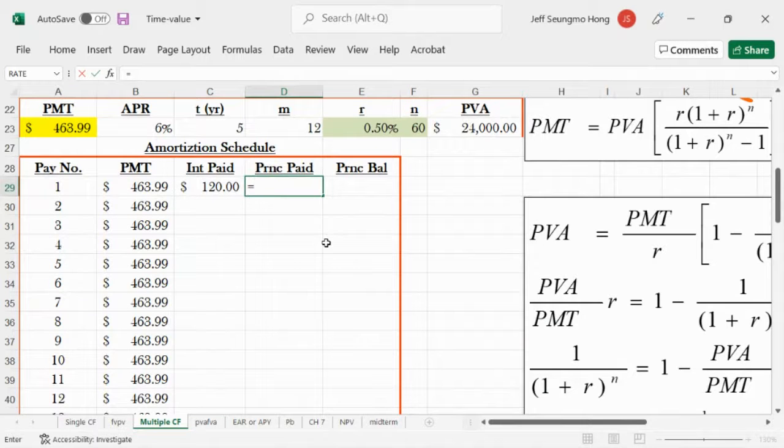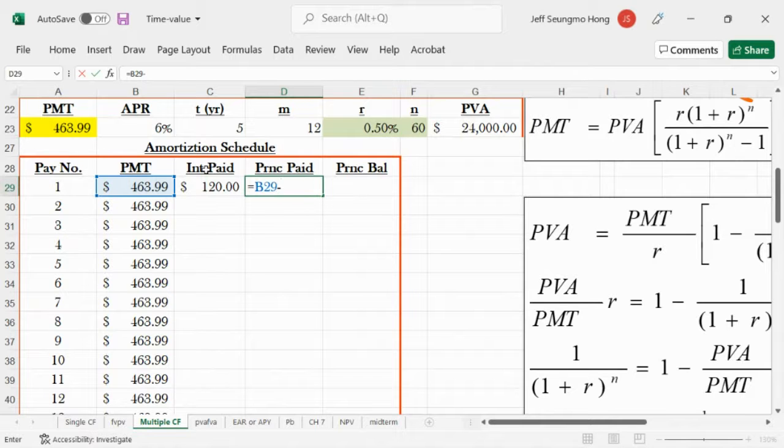Don't give me the number. There's no point in giving me the number. Give me the logic. What matters is the logic. What's the principal paid? Think about it. Out of the payment, right? 463 minus the 20. It will be the 463 minus the initial payment. No, no, it's not initial payment. Interest paid. Oh, it's interest paid. So give me interest.